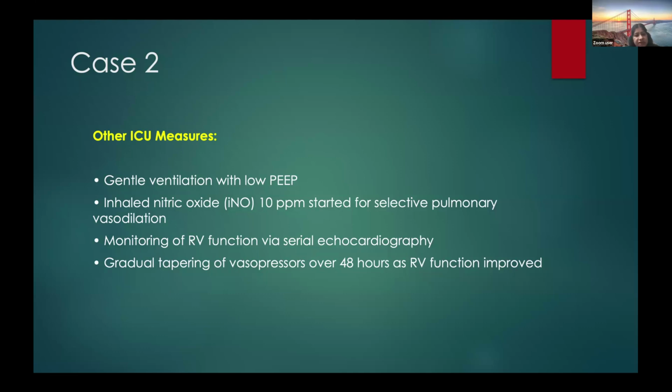We can use inhaled nitric oxide along with that, 10 ppm, because it is a very selective pulmonary vasodilator. And we have to monitor the RV functions via serial echocardiography, at least 3 to 4 times a day, which will help us titrate our approach. We'll gradually taper the vasopressors very slowly over 48 hours as the RV function improves.